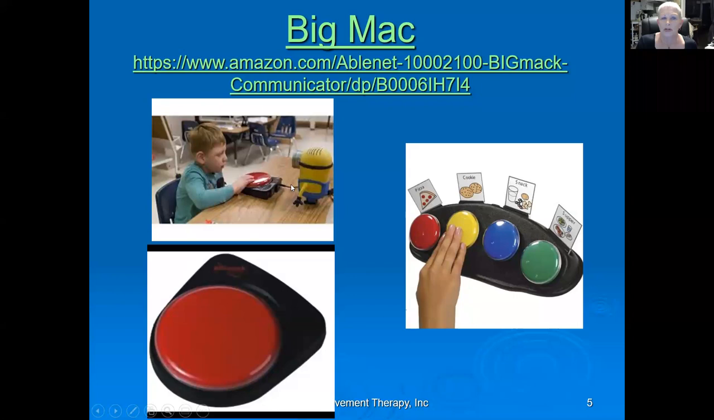So this little minion here is probably speaking. It's a speaker that's a minion, but you don't have to hook it up to one of those little minions. You don't have to hook it up to anything. It has a little voice activated speaker on it. What do you do with a Big Mac? This is for very, very limited communicators. Do you want to have lunch now? They hit it. Yes.